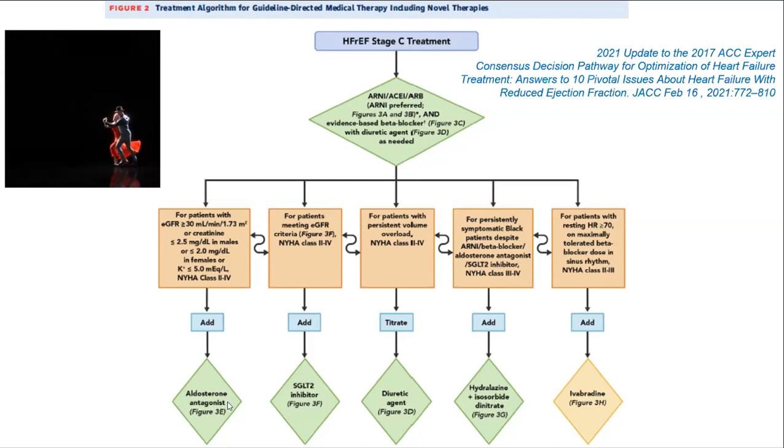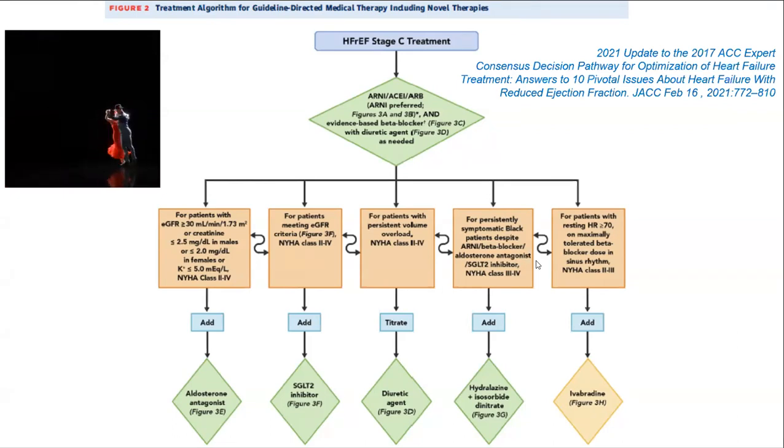We have our aldosterone antagonists, with some patient population characteristics to think about in terms of renal function and potassium monitoring. Our SGLT2s, reducing mortality and hospitalizations, with multiple new studies now indicated for HFpEF as well. Diuretic agents, this is more just for practicality of maintaining euvolemia. And then for African-American patients, hydralazine, isosorbide, et cetera.